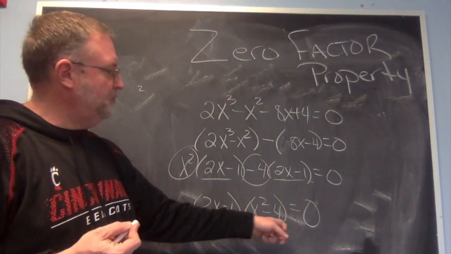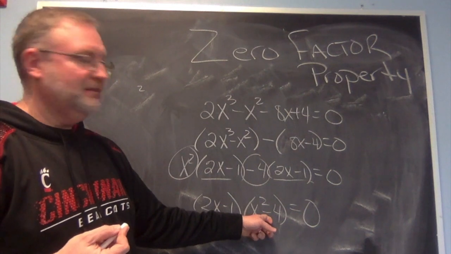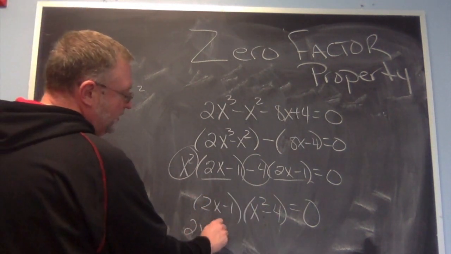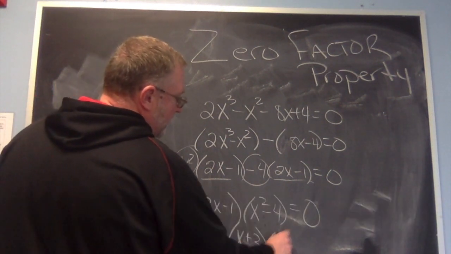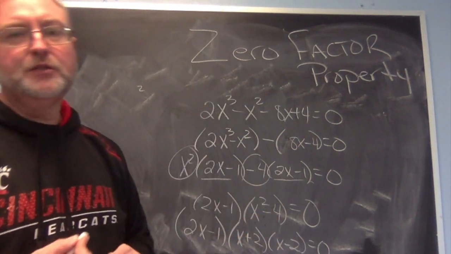With this one, you have 2 perfect squares with a negative. So I hope you remember what that means. That means you can factor that out further. So now I'm going to have 2x minus 1, and then I have x plus 2, x minus 2, because that one could be factored down into 2 more.